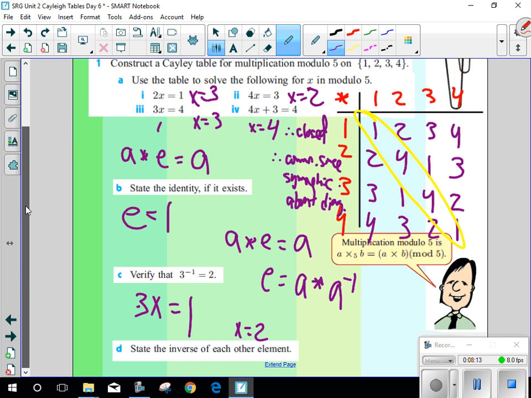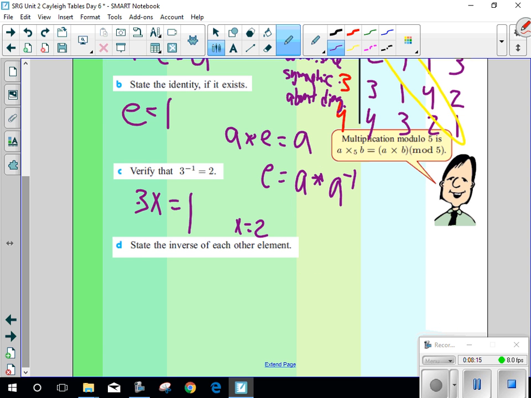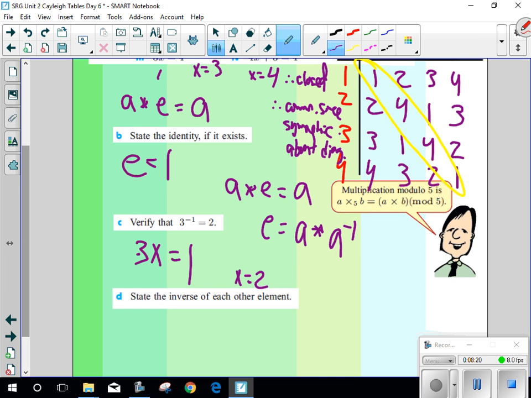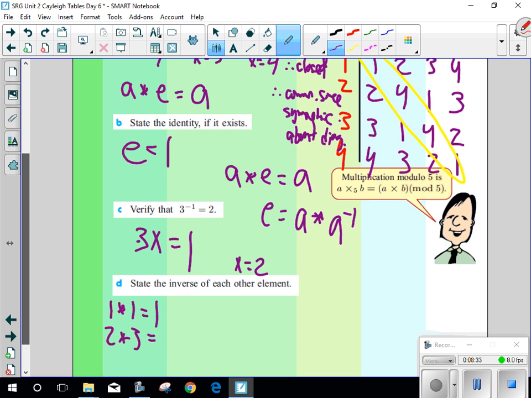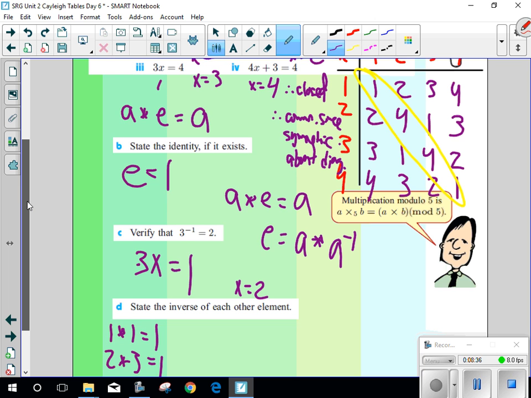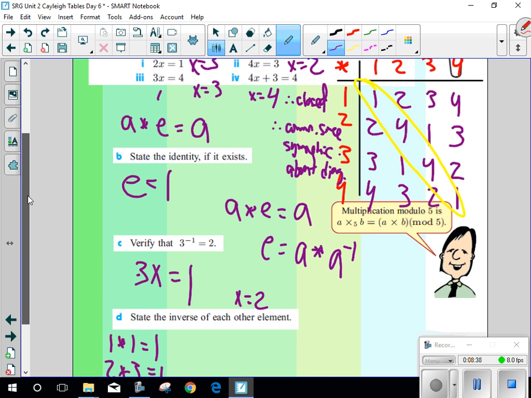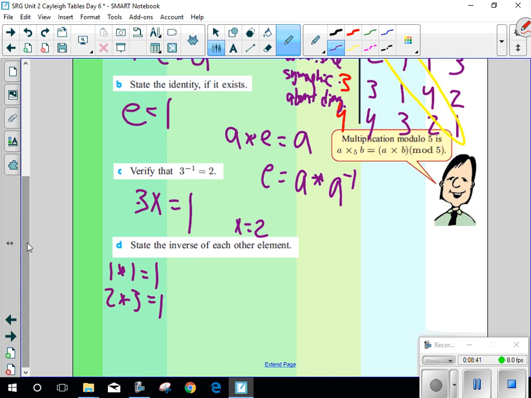So what you would do, here's how I would do it. I would go through all the ways that you get 1. 1 star 1 equals 1. Any other ways to get 1? 2 star what gives you 1? 3, yep. Any other ways? 3 star 2 and 4 star, yep. 3 star 2, 4 star 4 gives you 1.